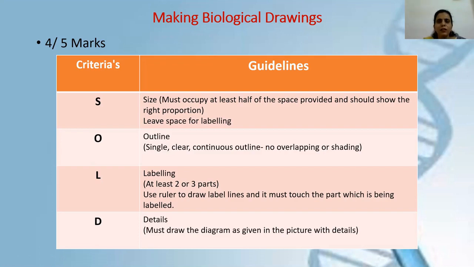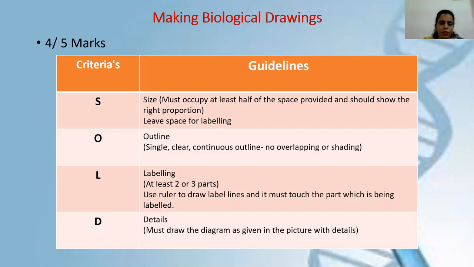If it is not specified, label at least 2 or 3 parts which are the characteristic features of that particular group of organisms. Simply don't label hand, nose, mouth. No, you have to label the parts or features which are characteristic of that particular group of organisms. Last one is detail. Whenever you're drawing the diagram, you should draw it as given in the picture, with details.